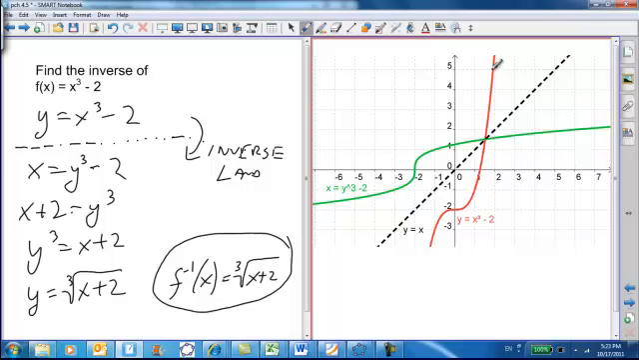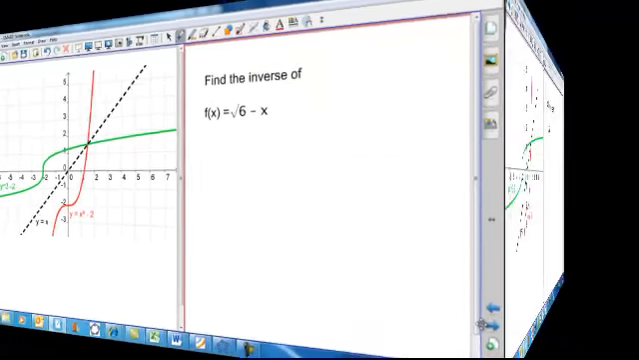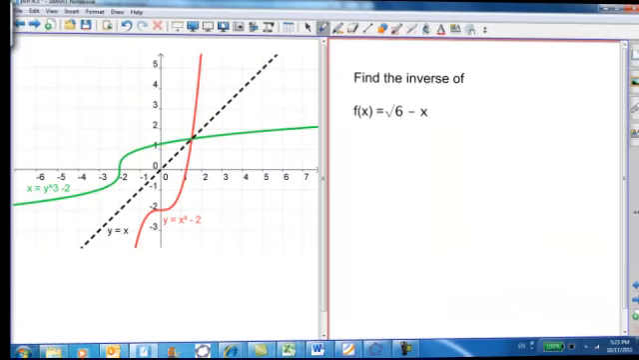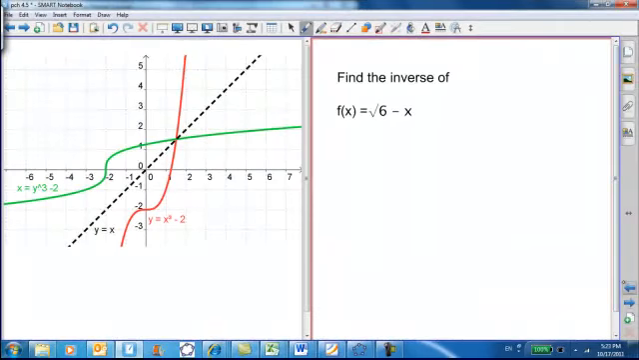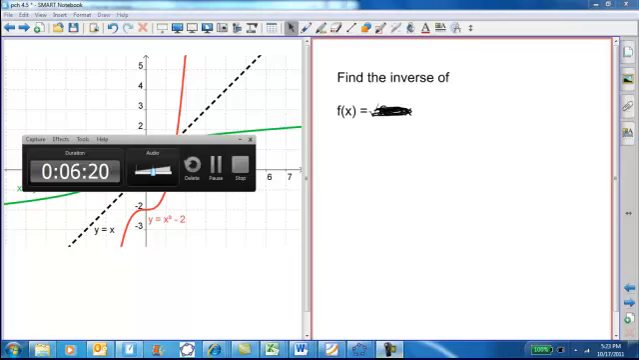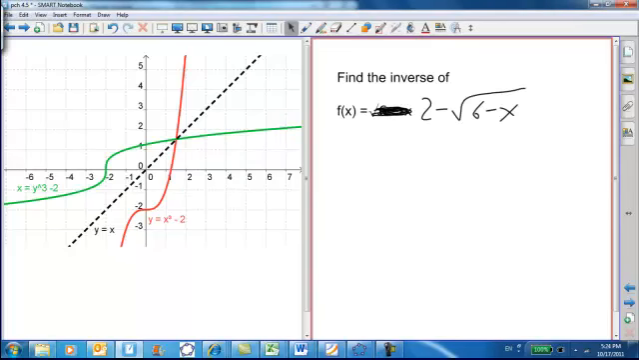Yeah, 2 goes to 6, and now 6 goes to 2 on the inverse function. Let's find the inverse of f of x equals, well, let's make this a little more complicated. Pause. Here we go: 2 minus the square root of 6 minus x.